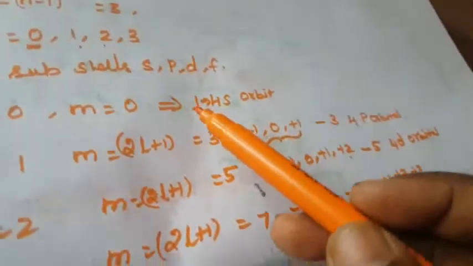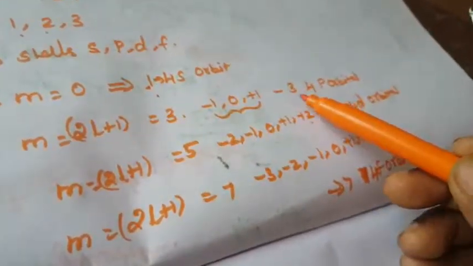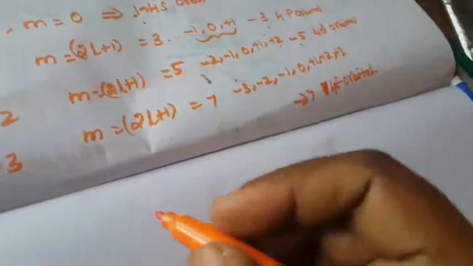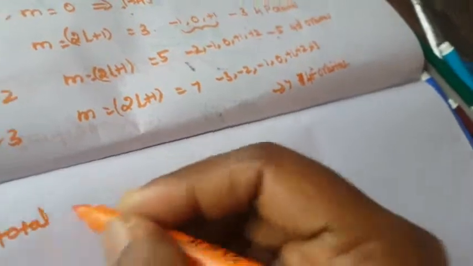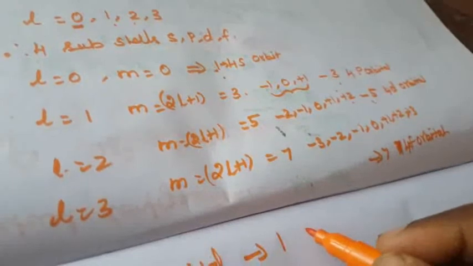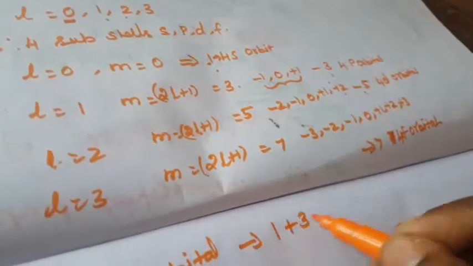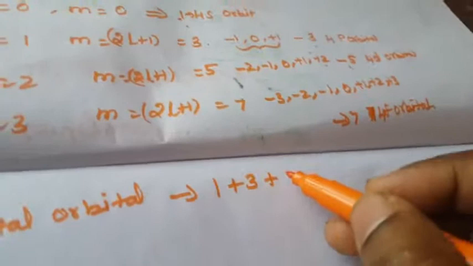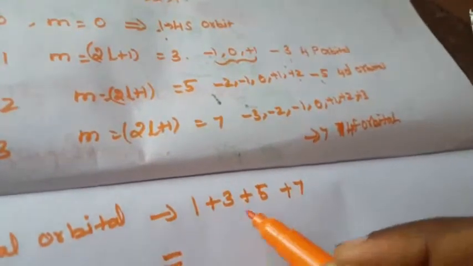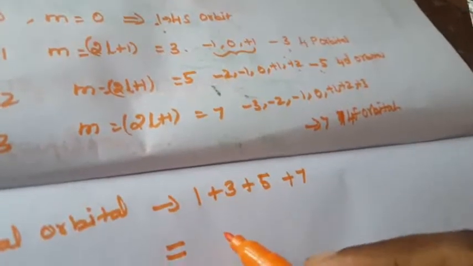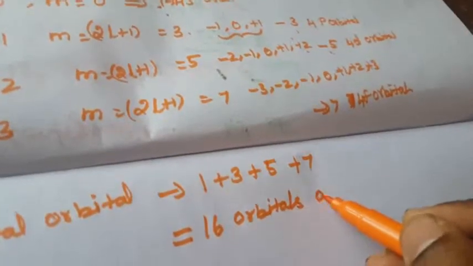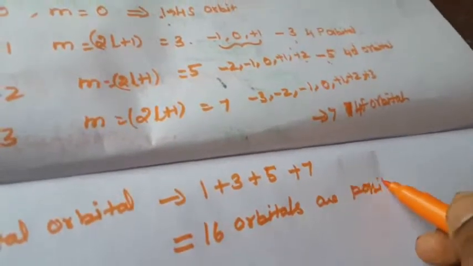How to add all those orbitals? So here 1, here 3, here 5. So 1 plus 3 plus 5. So I am writing total orbitals: 1 4s orbital, 3 4p orbitals, then 5 4d orbitals, then 7 4f orbitals. So total orbitals, how many? That is 16 orbitals are possible. Okay, so this is the question.